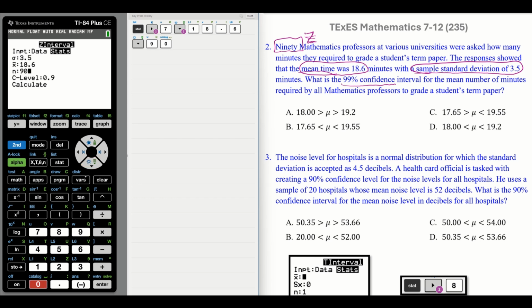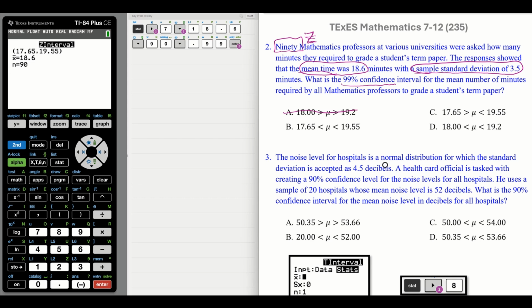I didn't write it down. Okay, now we are at 99% confidence. Okay, back. Now, we need to be careful. We can mark this one out. We can mark this one out.